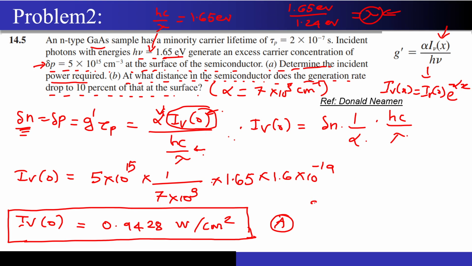So if I write this for g dash of x, it will be alpha by h mu into IV of 0 into e to the power minus alpha x. You can clearly see that the generation rate is a function of distance. Now why does it make intuitive sense? Because when I shine light on the semiconductor, the number of photons that are getting absorbed decay exponentially along the length of the semiconductor, or along its thickness, depending on how you are shining the light.